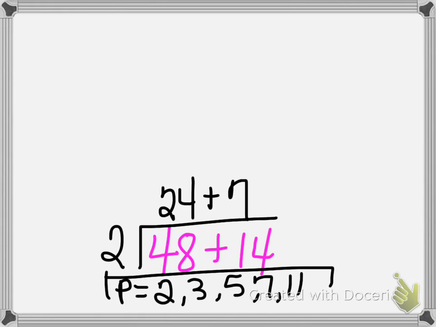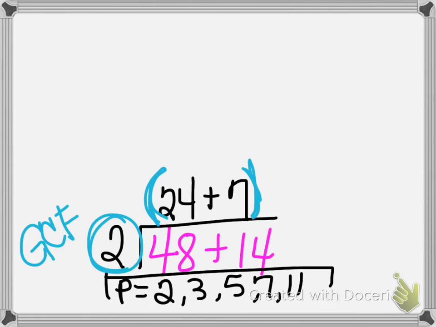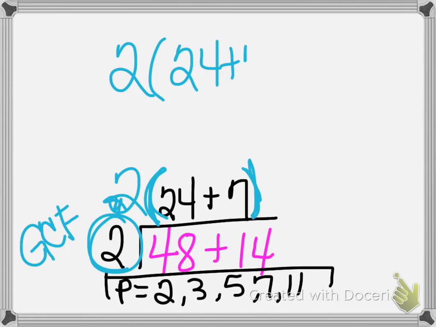Now, is there another number that can go into both 24 and 7? Nope, that's all we have left because 7 cannot go into 24. So instead of my cake topper, we're going to replace our cake topper with parentheses. And our greatest common factor is still on the outside, but now it's on the outside of my parentheses. So we're using the greatest common factor to find the factor on the outside, and this is called distributive property.